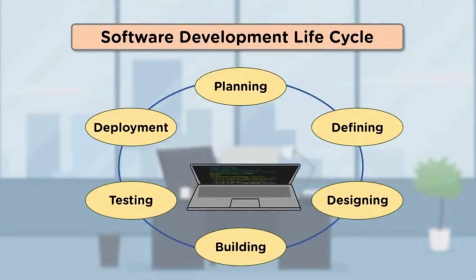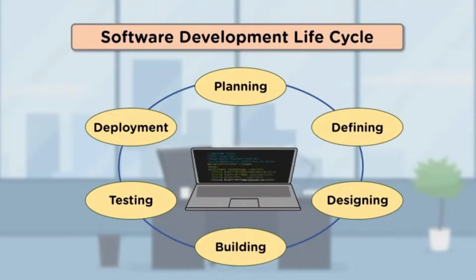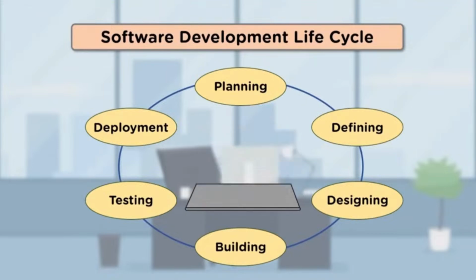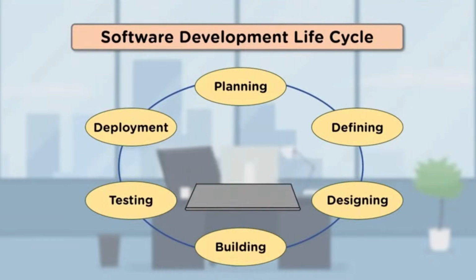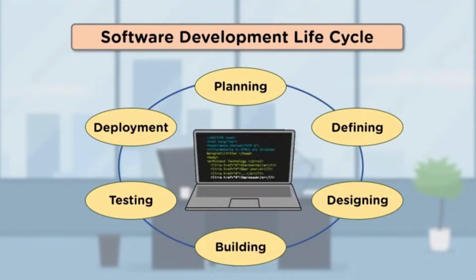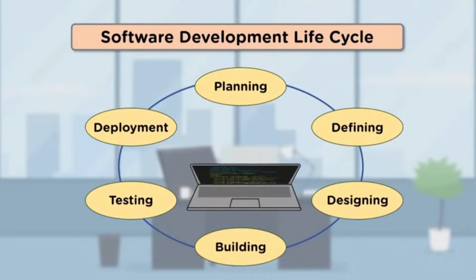Then comes the second step, that is the defining phase or the requirement defining phase. Once the analysis of requirements is done, this step involves defining them and getting them approved by the customer. This is made possible through a document called an SRS, or Software Requirement Specification document. This consists of all the product requirements to be designed and developed during the project lifecycle.